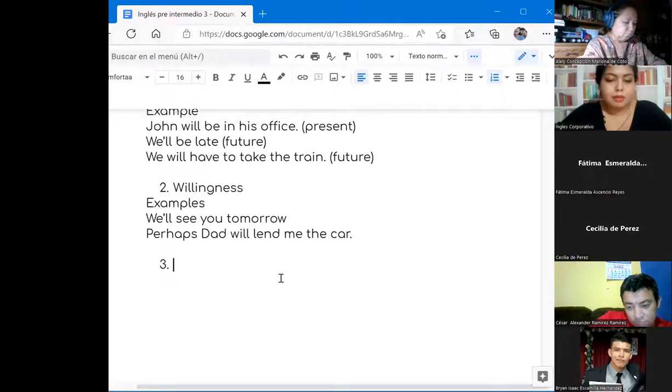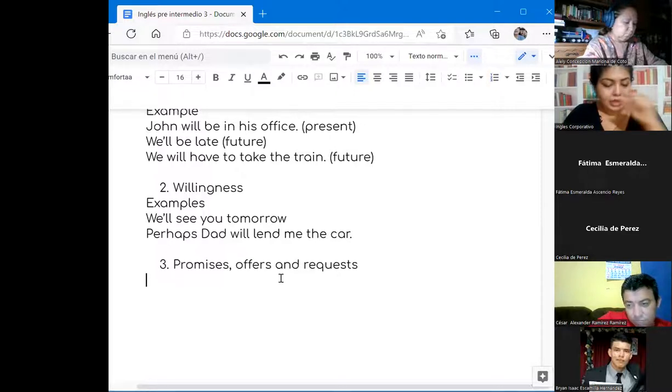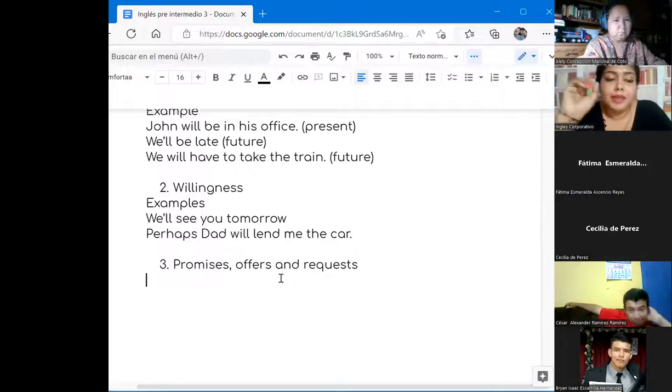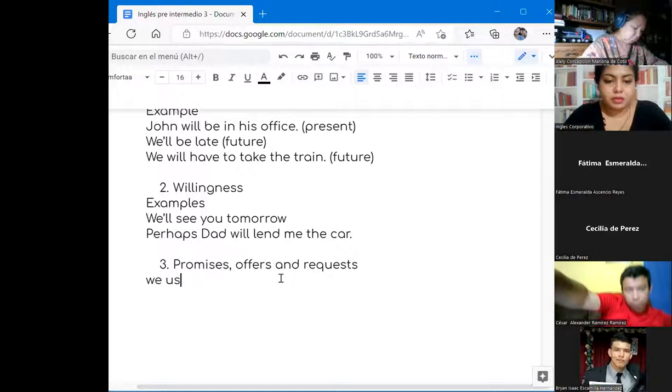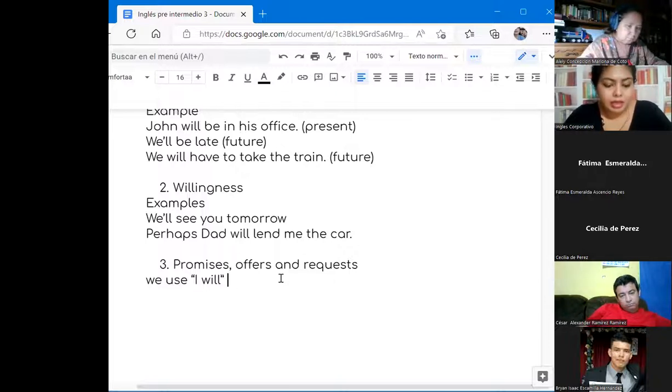So in that case, we have promises, offers, and requests. And it says that we use I will or we will to make promises and offers. Para hacer promesas y para ofrecer, vamos a utilizar I will o we will. Si quiero hacer una promesa, siempre tengo que utilizar I will. O we will cuando somos un grupo.